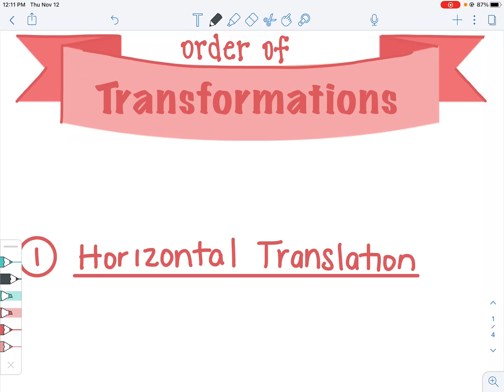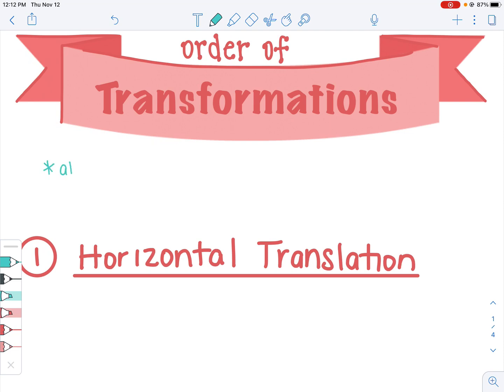Okay, so let's look at the order of transformations, the correct way to graph multiple transformations at once. So just like PEMDAS, when we're graphing transformations, we want to make sure we are doing them in the correct order, because if we flip-flop things around, we might end up with the wrong graph. So it's always super important.